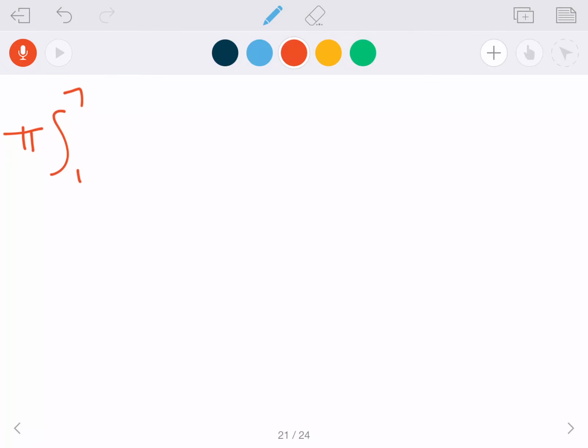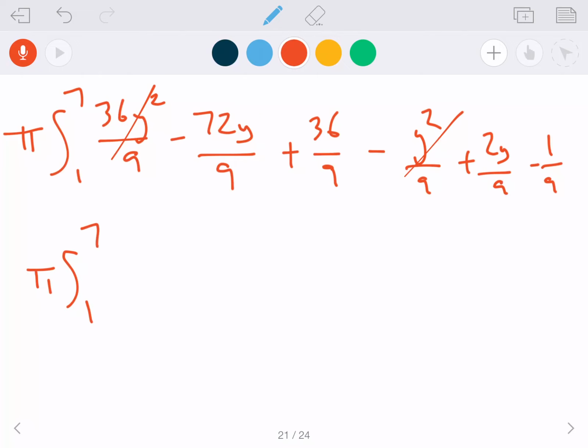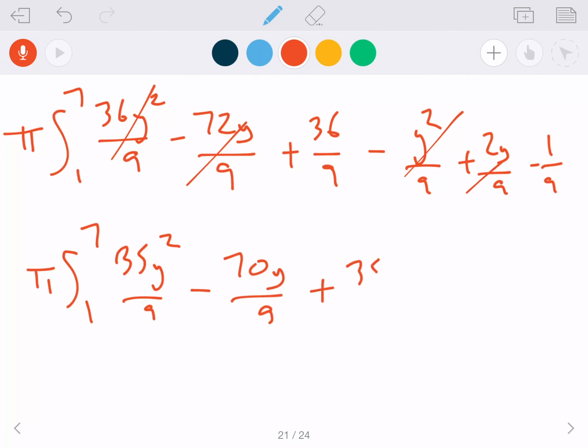pi, the integral from 1 to 7 of, okay, so I'm giving everything a common denominator here, basically. And you're probably already done with your u substitution at this point. You've already integrated. And then I'm distributing my negative 1/9 through the rest of these terms. But the reason I wanted to do all of that is because I do have common terms here now that I can combine. So that gives me 35y squared over 9 minus 70y over 9 when I combine those, and then plus 35/9. So then I only had 3 terms that I had to integrate here. I liked that a lot better.